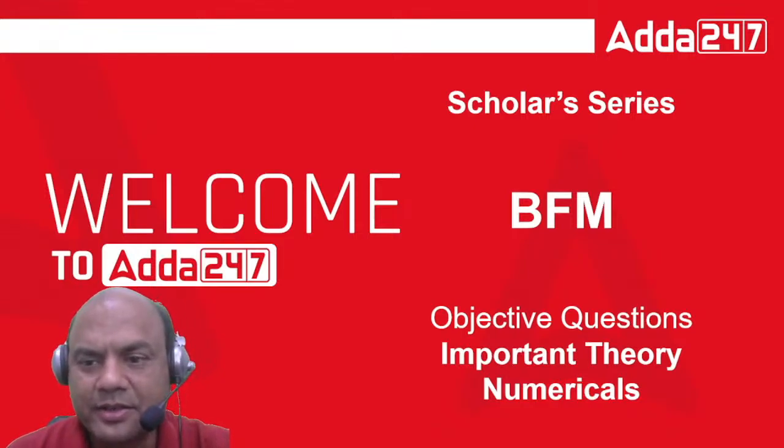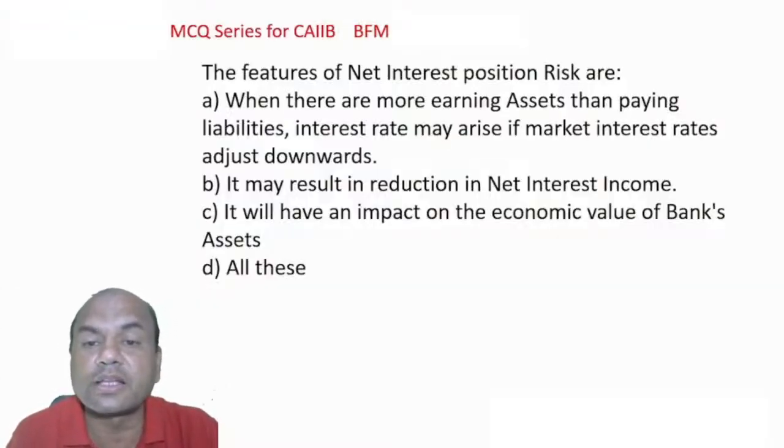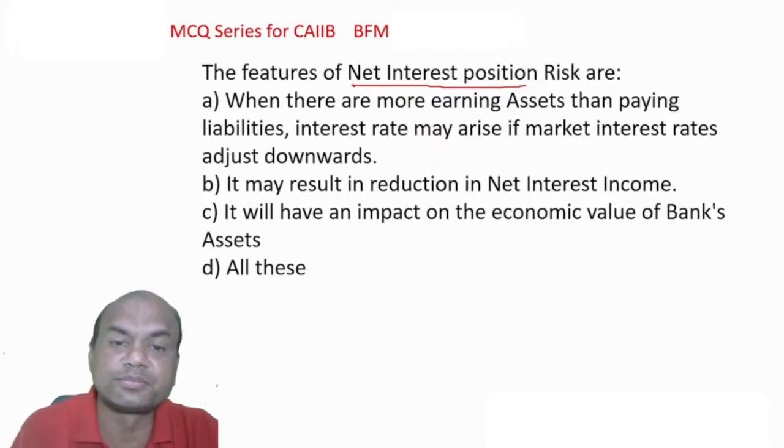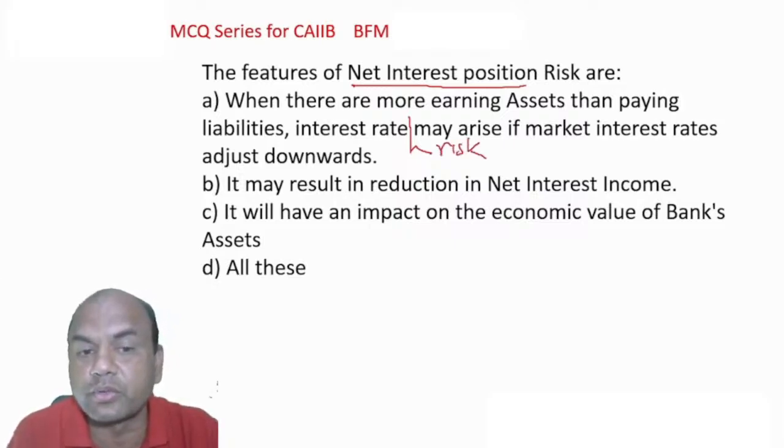Okay, let's start with today's part. The features of net interest position of the risk curve. Net interest position. What are the features of this? When there are more earning assets than paying liabilities, the rate may arise. Interest rate risk may arise if the market interest rate moves downwards.